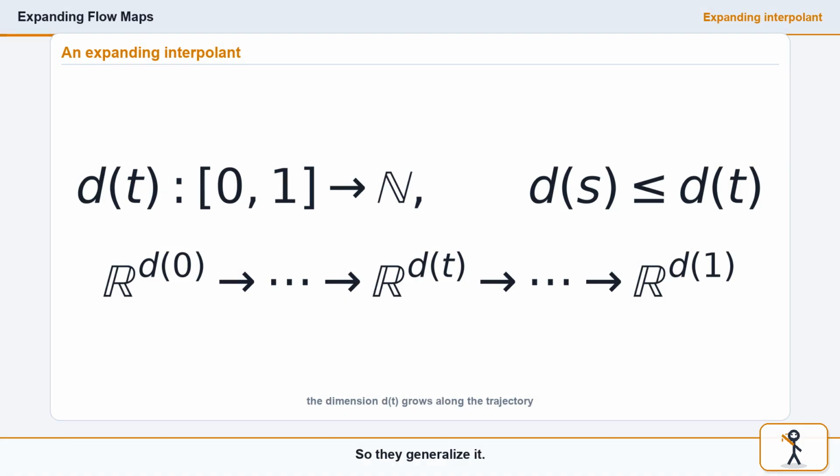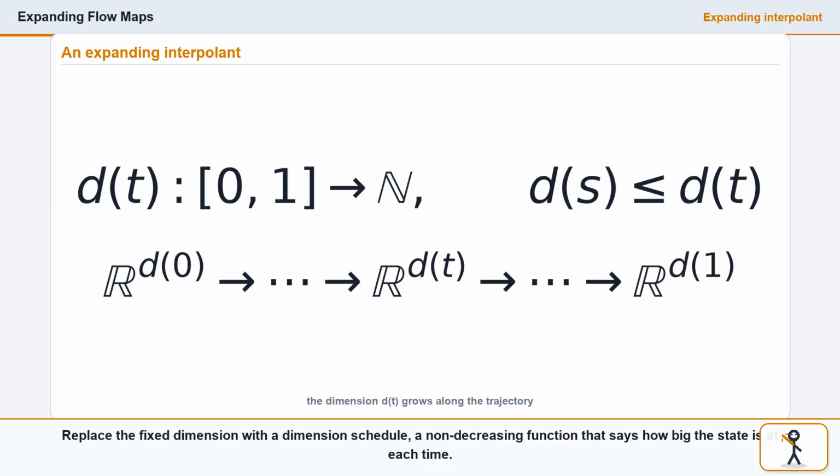So they generalize it. Replace the fixed dimension with a dimension schedule, a non-decreasing function that says how big the state is at each time. Now the path runs between distributions of increasing dimensionality. The state space itself grows as time moves forward.